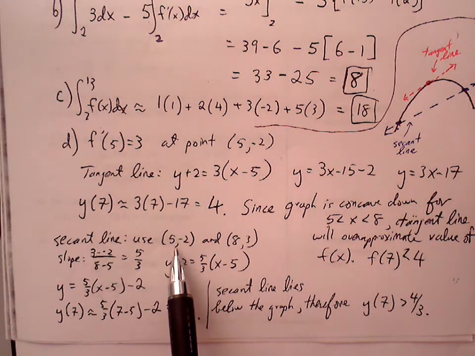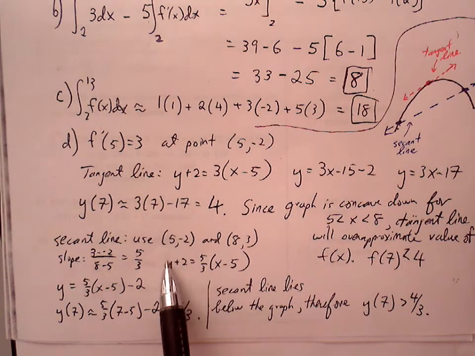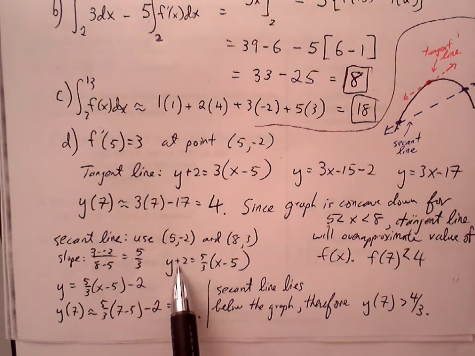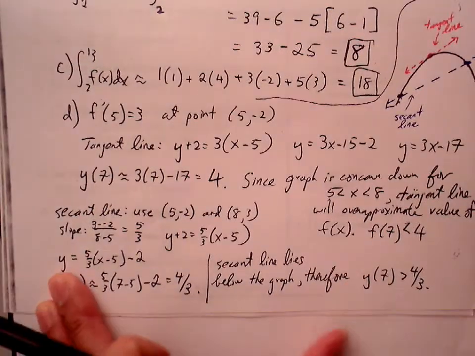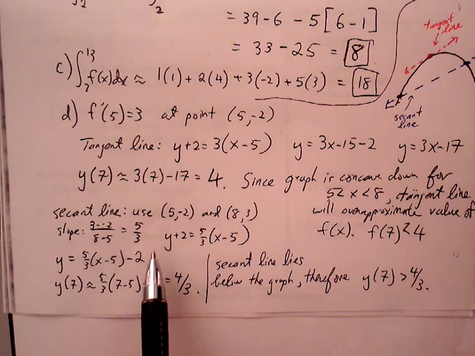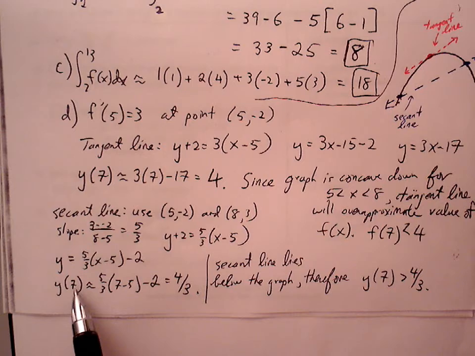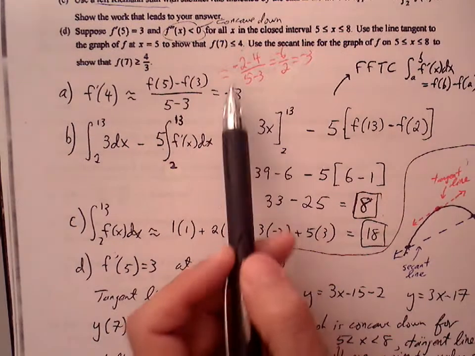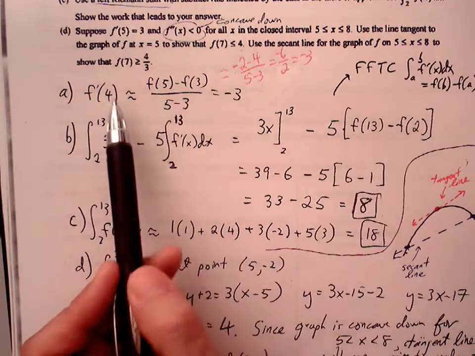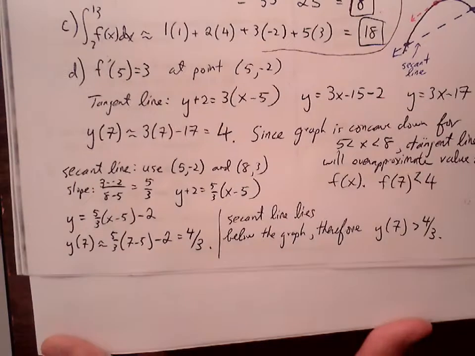My ordered pair, it doesn't matter which one I choose. I can either choose 5, -2, or I can choose 8, 3. I think I can choose 5, -2 here. So y minus -2 is equal to 5/3 times x minus 5. I'm going to clean up my secant line equation. Subtract 2 from both sides. And now I have my secant line equation. I'm going to plug 7 into that secant line, because that's what we want to use to help us make some conclusions. Use the secant line to show that f of 7 is greater than or equal to 4/3. So let's see what the secant line gives us when we plug 7 into that secant line.